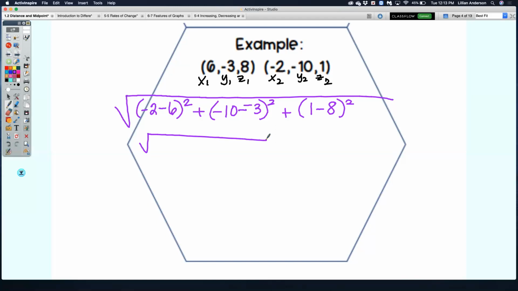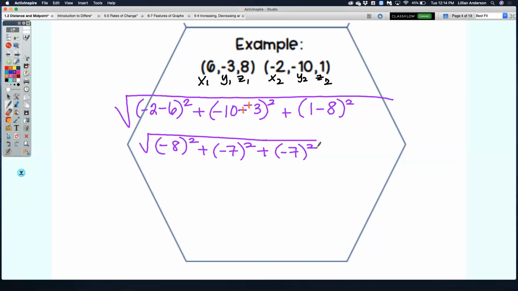So -2 minus 6, that's a -8. You square that, plus, 2 negatives make it what? Positive. So this actually turns into -10 plus 3, so that's going to be -7 squared, plus 1 minus 8, which is again another -7 squared.